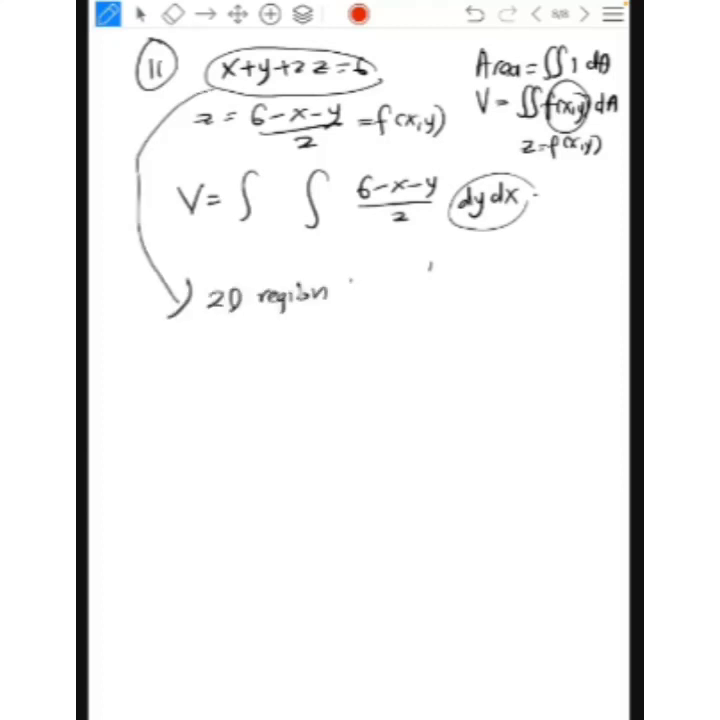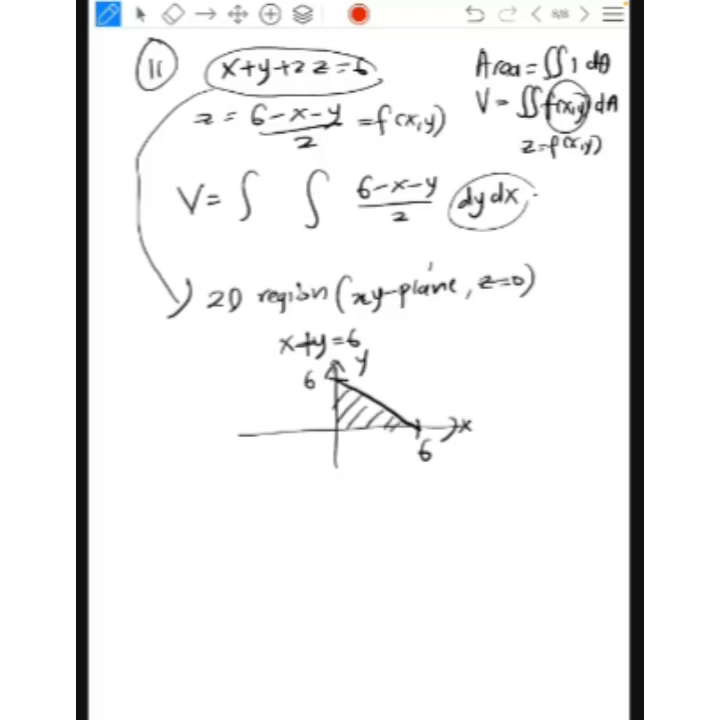A 2D region is not always, but for a double integral, it is on the xy plane. The xy plane happens when z equals 0. So if z equals 0, what do you get? x plus y equals 6, right? Or in 2D, you will get something like this. This is 6, this is also 6. So this is your region R, and this is the line x plus y equals 6.